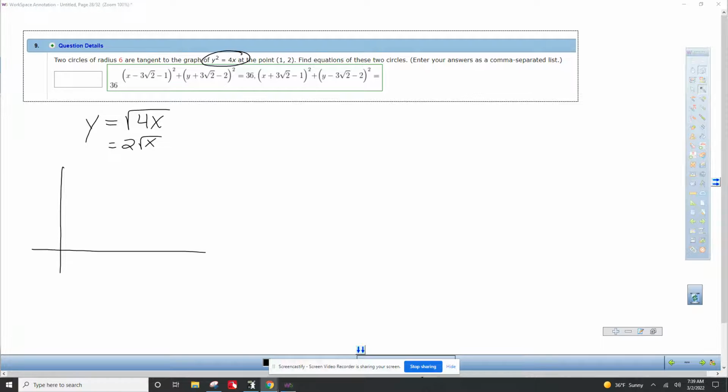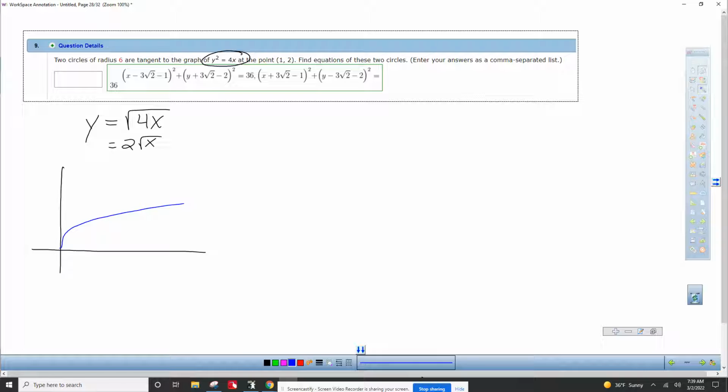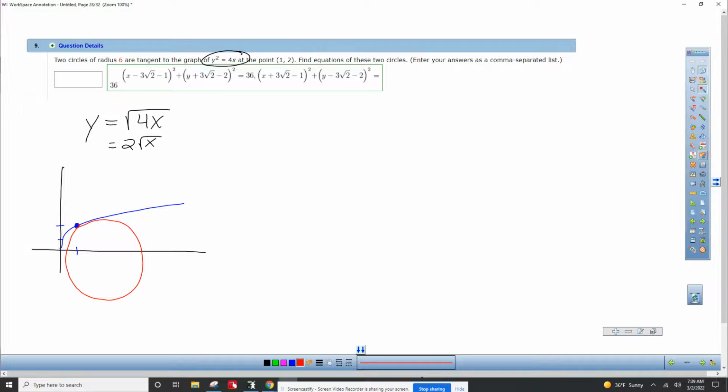In the first quadrant, which is what we're going to be concerned with, and that is the only place this graph exists, it looks like that. And then this is the point (1, 2), right here. And so what they're saying is that there are two circles of radius 6 tangent to the graph at that point. So one of them might look like that, and the other one might look something like that, okay? And we want to find the equations of those circles.